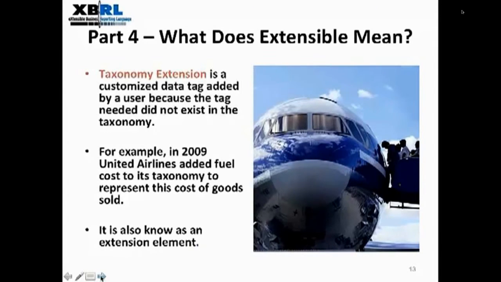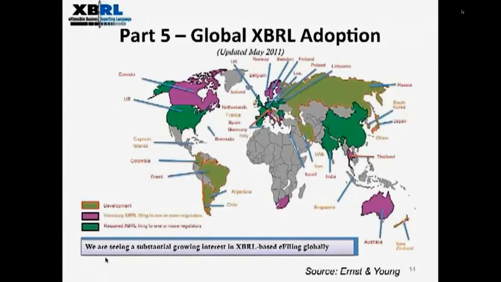And here's a good example. This is United Airlines. In 2009, they needed to add an extension to cover fuel costs because it wasn't listed in the taxonomy. And as you know, fuel cost is a very important element of cost of goods sold for the airline industry.